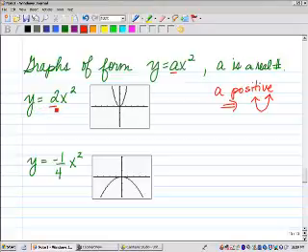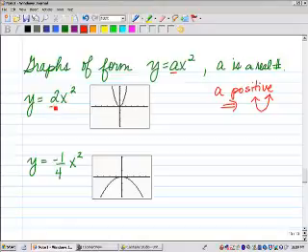But if the value of a is larger than 1, so we have y is equal to 2x squared, it actually stretches the graph. And whenever I say stretch, it's almost like if you can envision someone on the ends of the graph up here pulling it up, it makes it more narrow. You don't really have to know that at all in this course. The main thing you need to know at this point is that if a is positive, the graph is going to open upward.